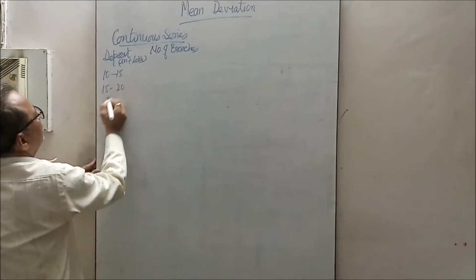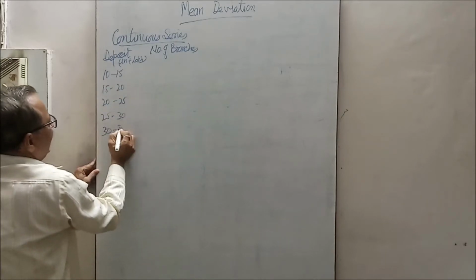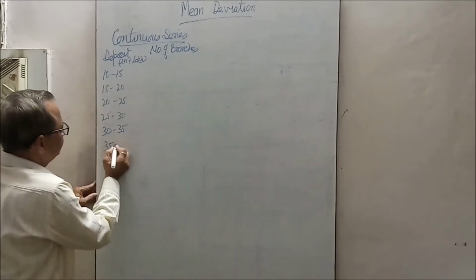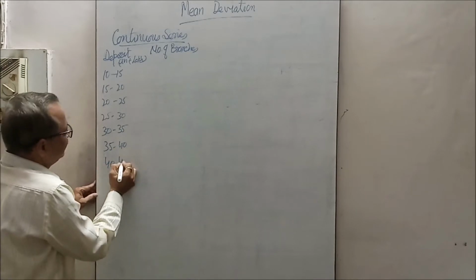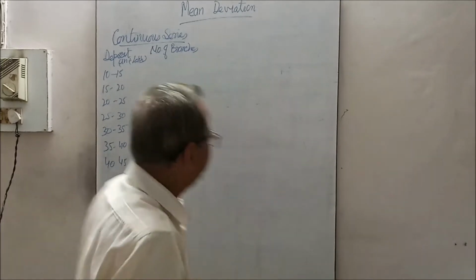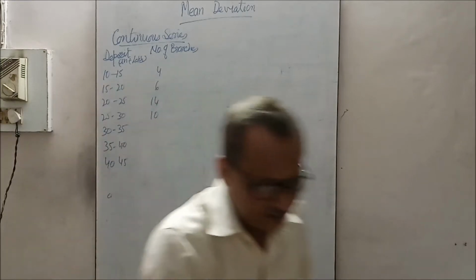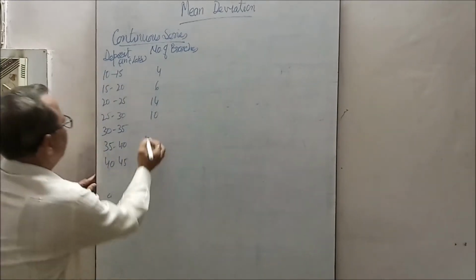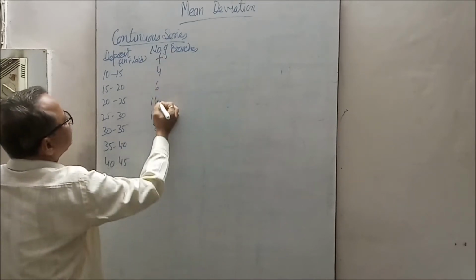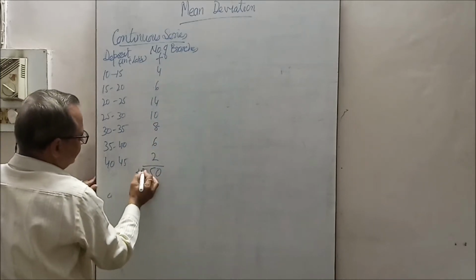15 to 20, 20 to 25, 25 to 30, 30 to 35, 35 to 40, and 40 to 45. Number of branches are given: 4, 6, 14, 10, 8, 6, 2. Total frequencies, it's called frequencies, 50 branches.